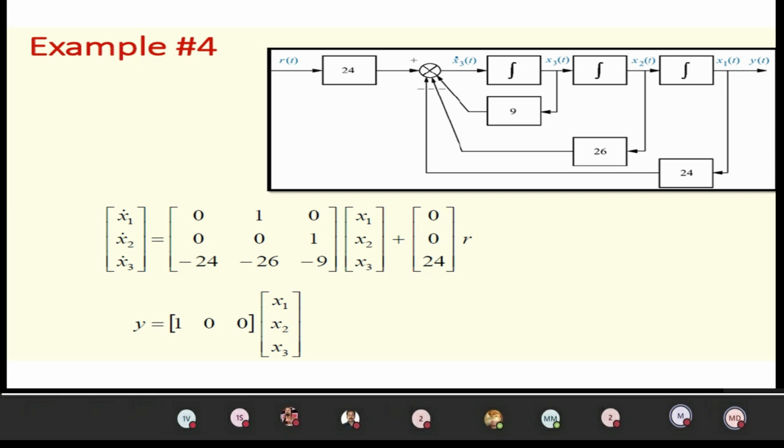Similarly, in the next equation, x2 dot, you get only x3, and the remaining x1 and x2 are 0. On the x3 dot line you will get various values, so substitute the coefficients. For the output model, the output is equal to x1 of t, so the corresponding value will be 1 and all the others will be 0. Like that you have to obtain the state model and output model for any given system.